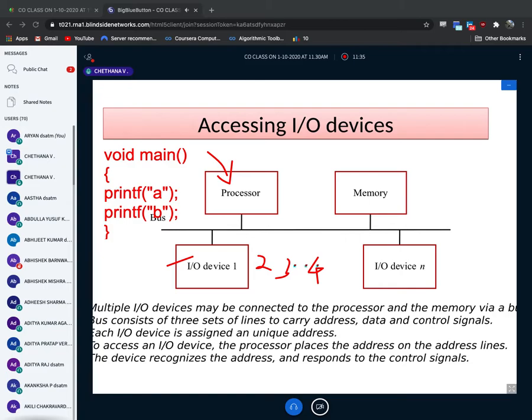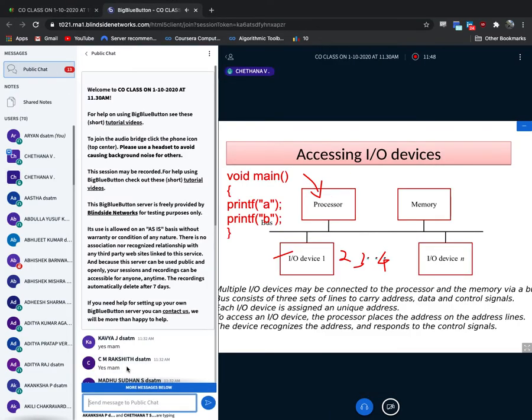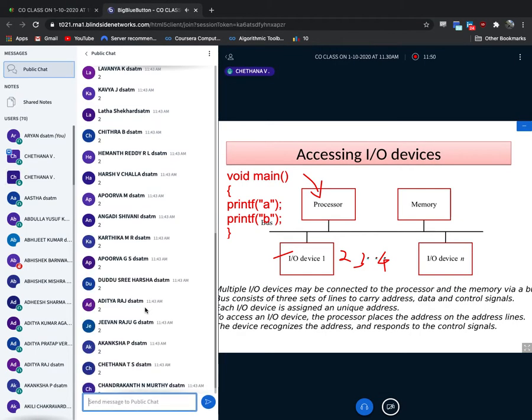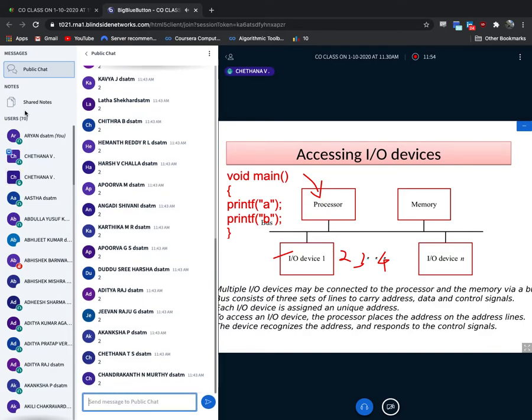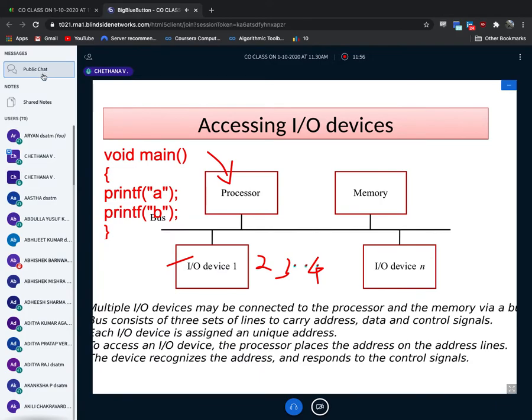How many times output device? Yes, very good. Everybody should type the answer. There are around 70 students. I want 70 answers. Everybody should type the answer. Very good. What is the meaning? We require 2 times my display. Monitor, I'll call it monitor, isn't it?